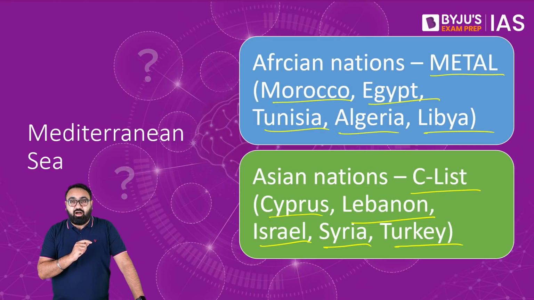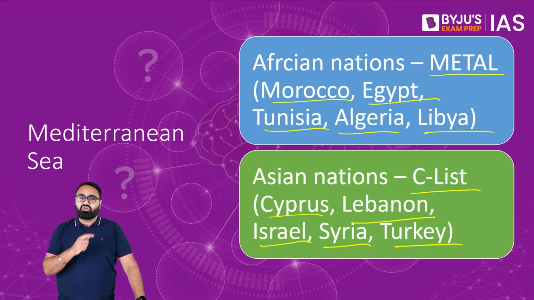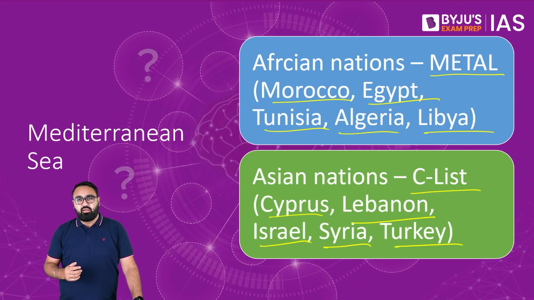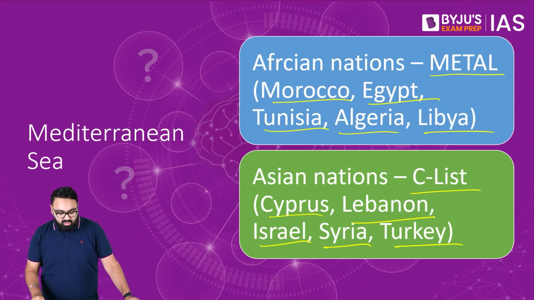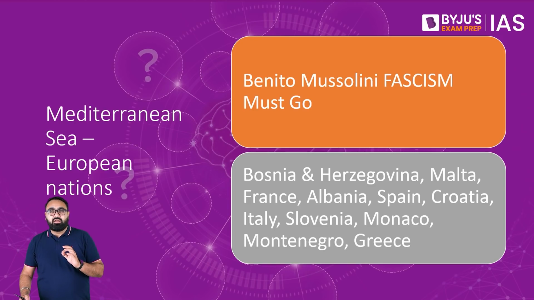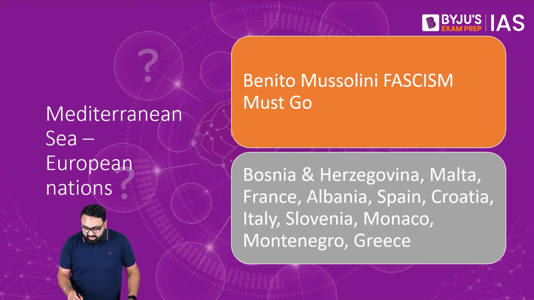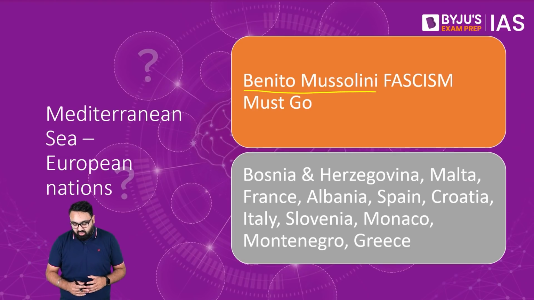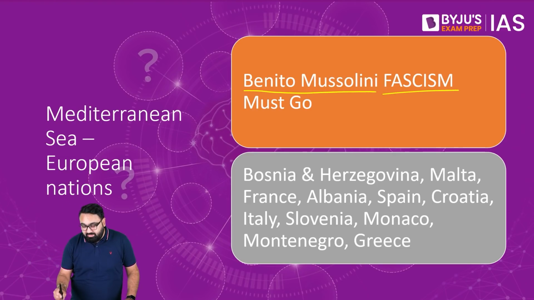The difficult one, however, is the European nations, because they are a bunch of nations which actually surround the Mediterranean Sea. As you know, the Mediterranean Sea is towards the south of Europe. Now, for that, remember this sentence. Benito Mussolini, I'm sure a figure that all of you would have read about in the Second World War. Benito Mussolini, fascism, again an ideology associated with Mussolini only. So, Benito Mussolini, fascism must go.